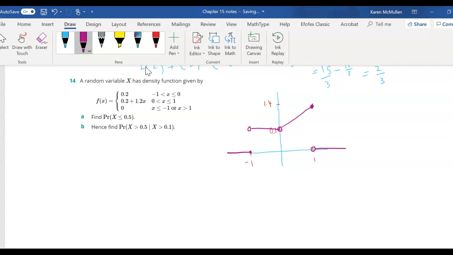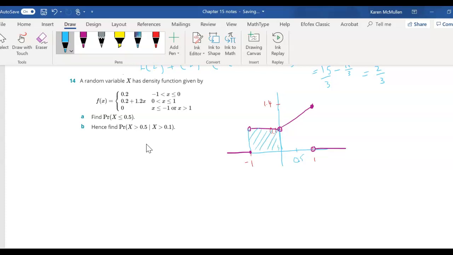I know we didn't have to graph it, but sometimes it's a good idea to see visually what it's asking for, especially when you've got multiple functions. So find the probability that x is less than 0.5. 0.5 is here, and we want less than that. So you can actually see this area here is a rectangle.